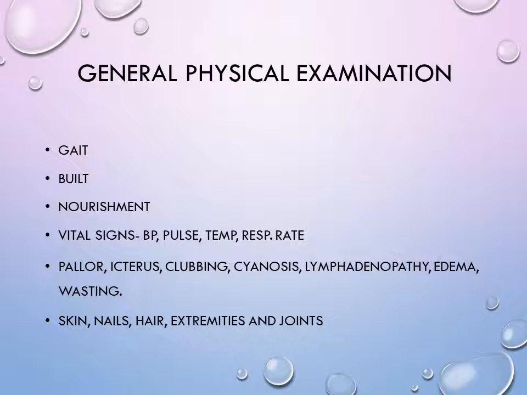We check the pulse, the temperature, the respiratory rate. We check for pallor, icterus, clubbing. We check for cyanosis. We check the lymph nodes, whether the infection has actually started involving the lymph nodes, whether the infection is spreading. We check for any sort of swelling, that is edema, the localized swelling, and of course we check for wasting diseases as well. We also do check the patient as a whole to see whether the patient is fit and healthy, and whether there is well-being.